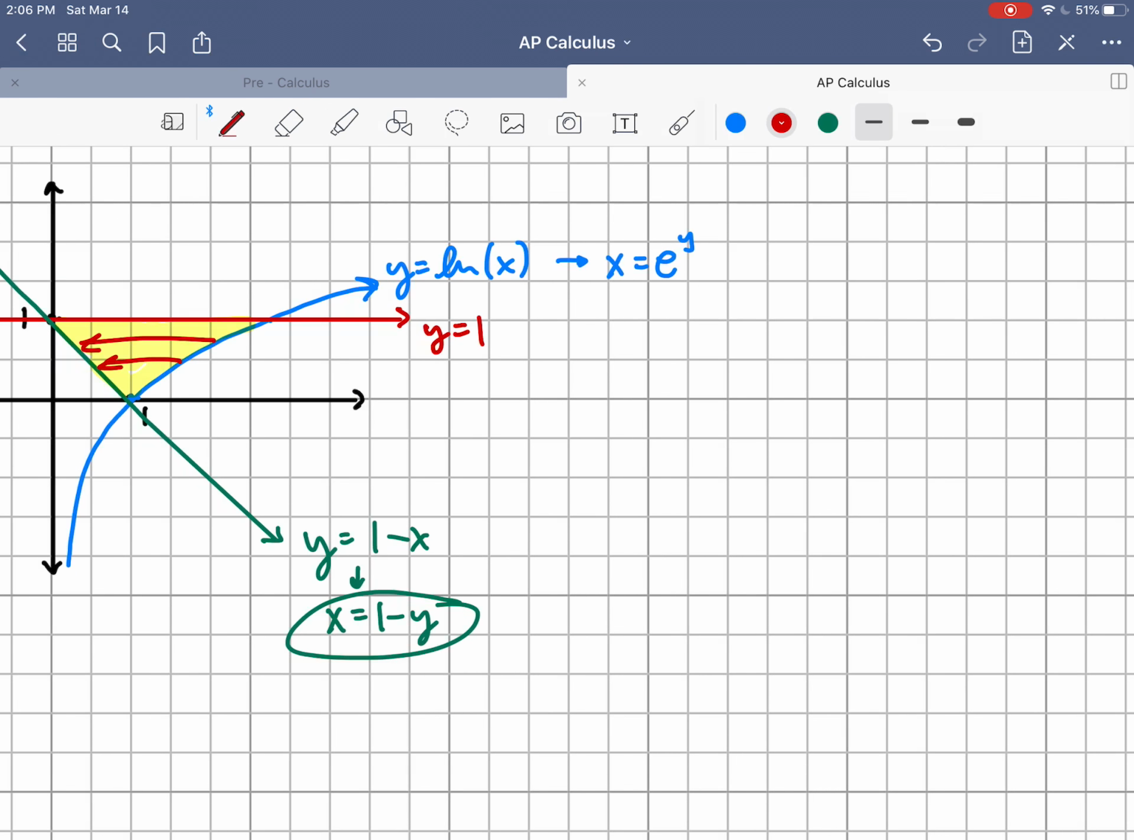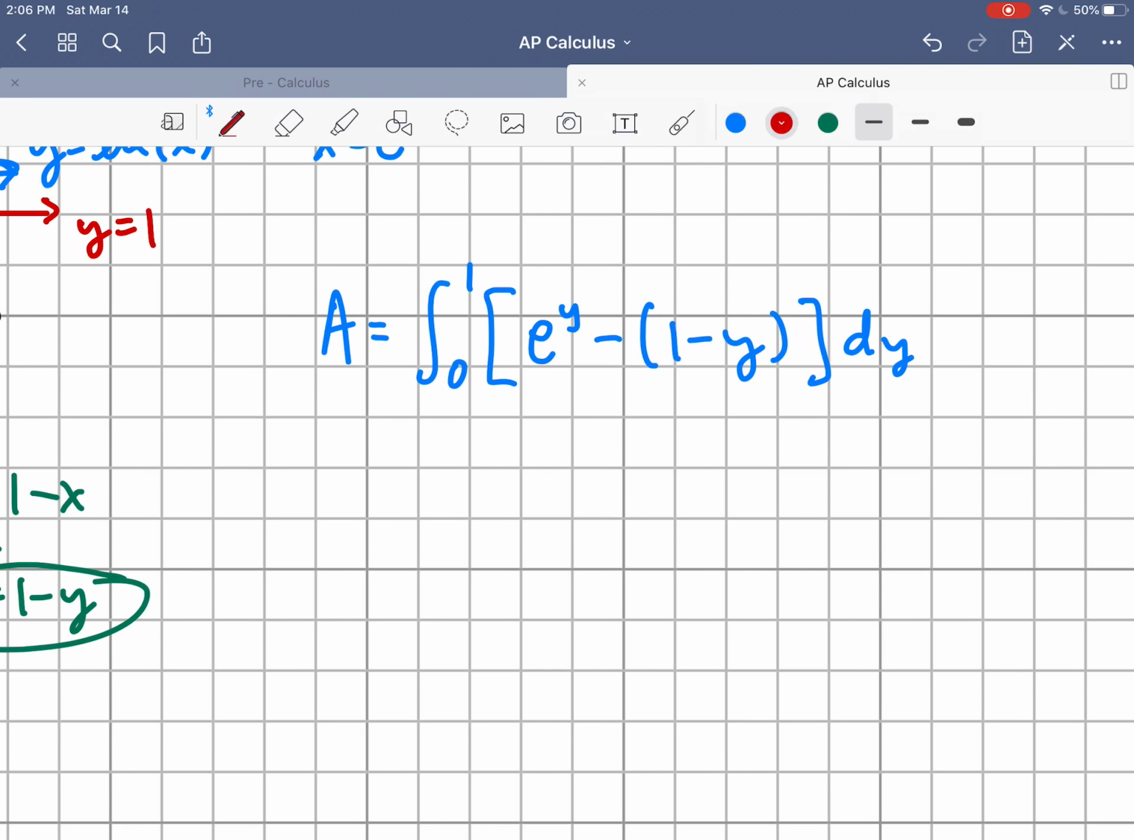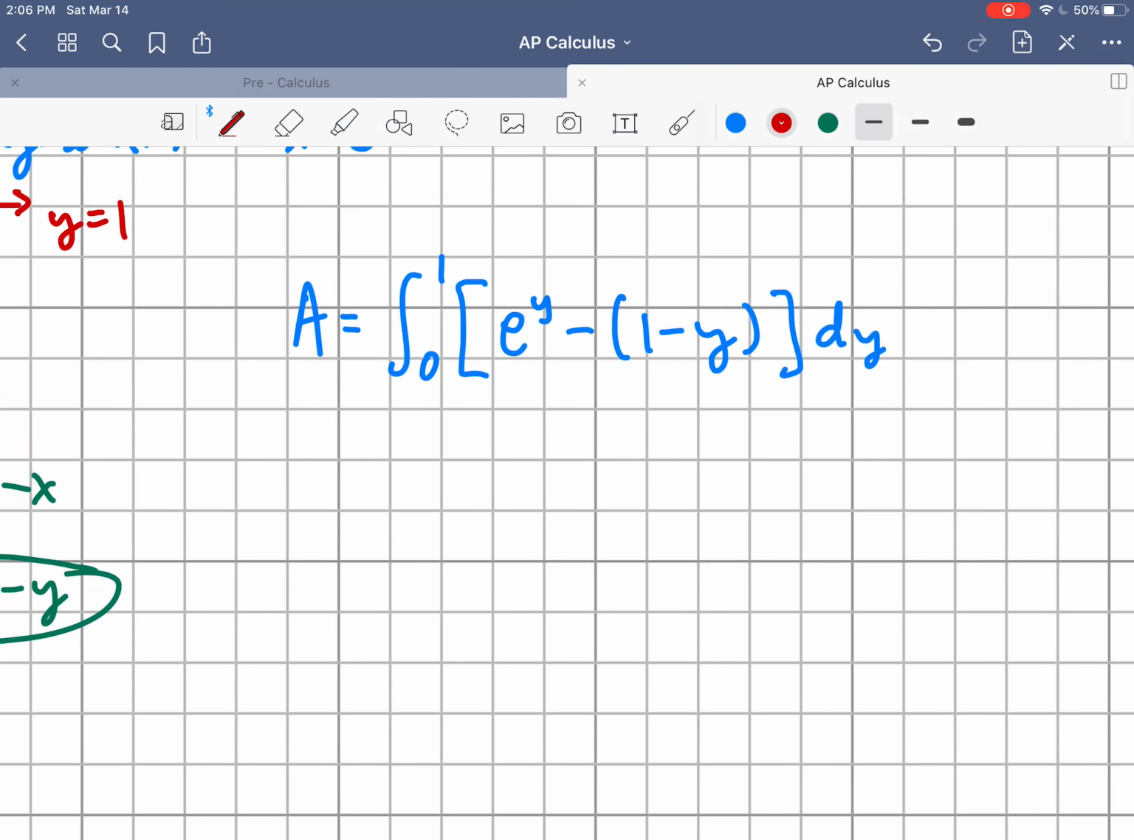Let's set up our integral. So area equals the integral from 0 to 1. And the function that is farthest to the right is e to the y. So it's e to the y minus the function that is furthest to the left, which is 1 minus y, but I have to put parentheses around it, with respect to y. Let's simplify it a little bit. So the integral from 0 to 1, e to the y. When I distribute that negative, I'm going to end up with a positive y and a negative 1 dy.